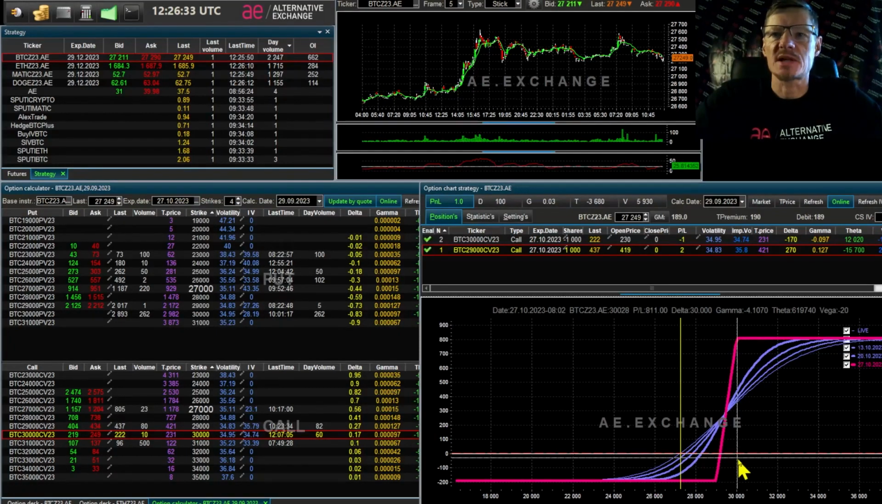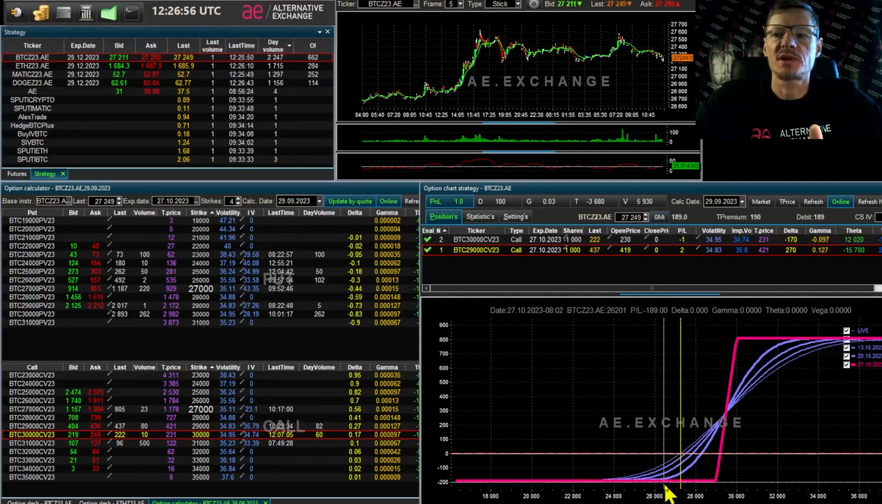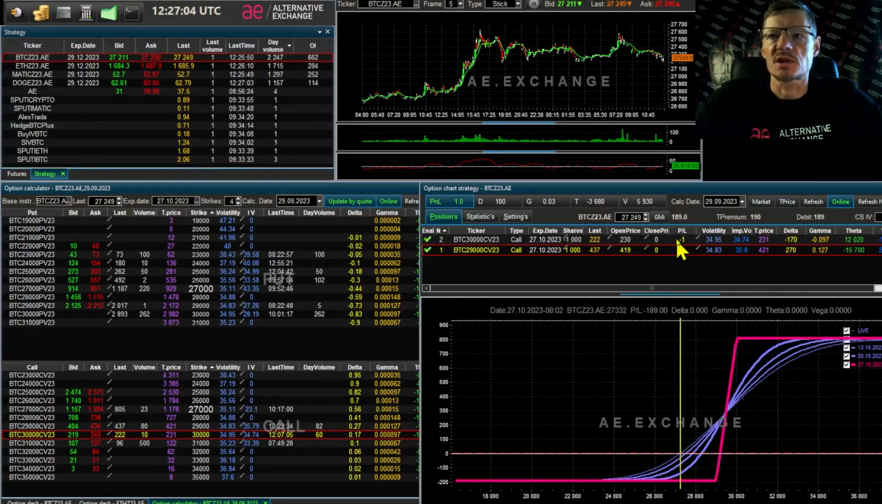A month before expiration, the trader expects that in 1 month the Bitcoin price will rise above 30k, which is quite possible. What are the risks of this strategy? The maximum risk is equal to the size of margin requirements. The debit paid for the strategy is $189. What kind of return can this strategy bring?